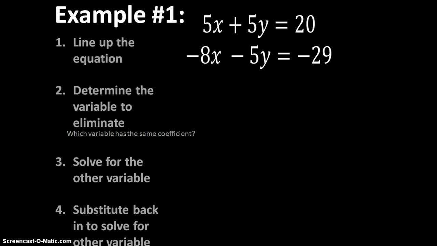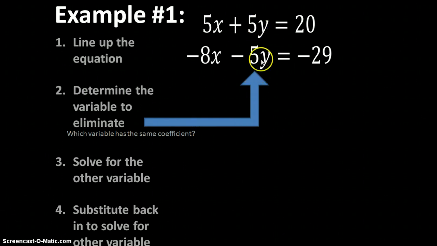We have 5x plus 5y equals 20 and negative 8x minus 5y equals negative 29. So step number 1 is to line up the equation, which is already done for us. Our x's are together, our y's are together, and our numbers are together. Step number 2 is to determine which variable to eliminate. We want to figure out which variable has the same coefficient. In this case, it's going to be our y's. Our y's both have a 5 in front, so we're going to eliminate those y's.